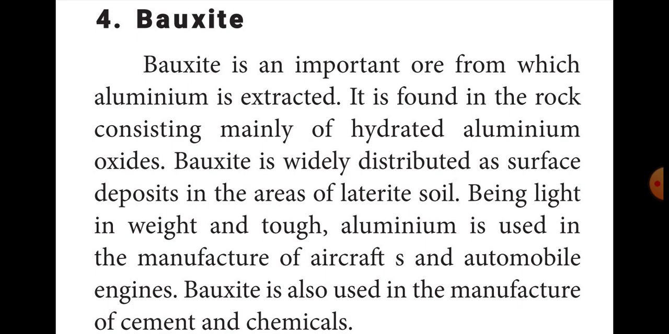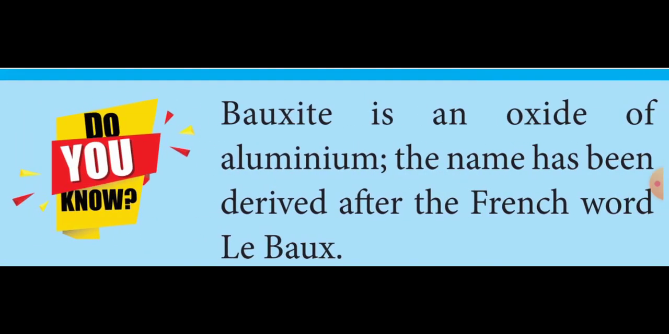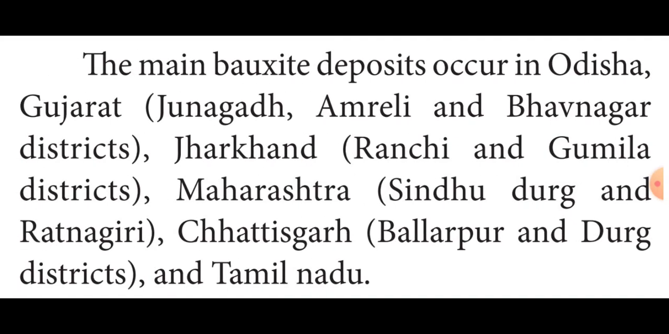Bauxite is an oxide of aluminium. The name has been derived from the French word "le box." The main bauxite deposits are in the areas of Odisha. The state where we mostly find bauxite is Odisha.